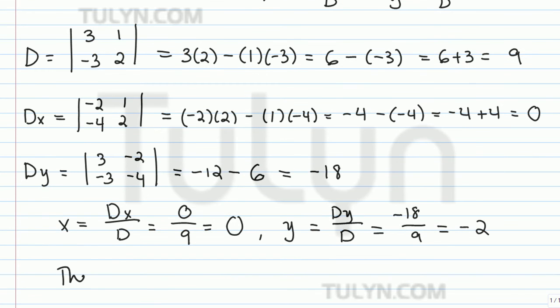Since we write our solution in terms of the ordered pair, we want to say the solution is x comma y. So 0, comma, -2.